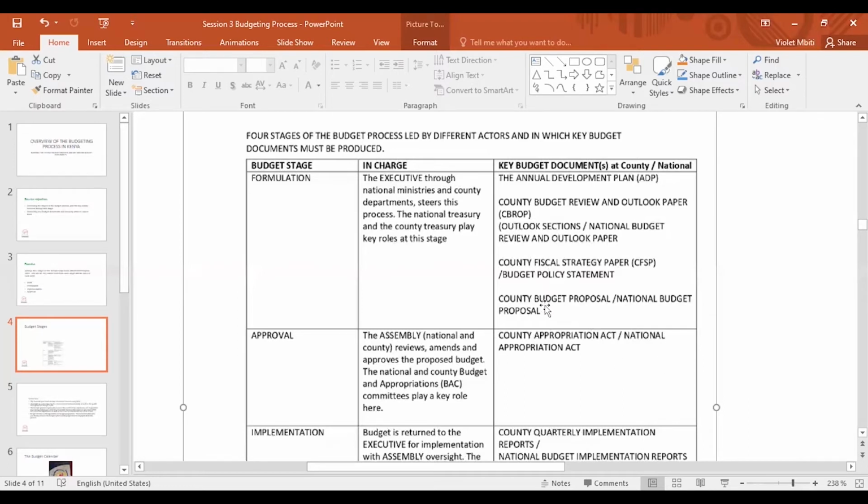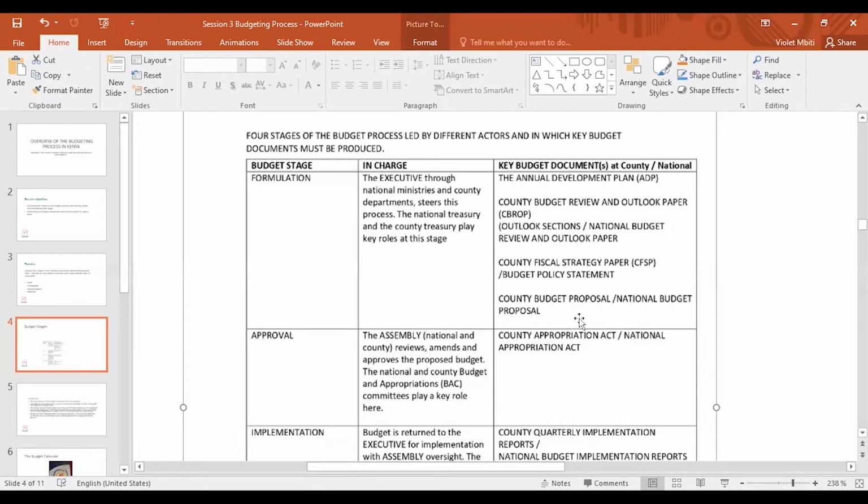And this one happens in April. By April 30th, public participation on it has to have taken place. Like the ADP, it has to happen by September. County budget review and outlook paper by October. And here you find the medium-term expenditure framework, where the MTF team at the county are working on it. CFSP by February, county budget, the PBB by April 30th.